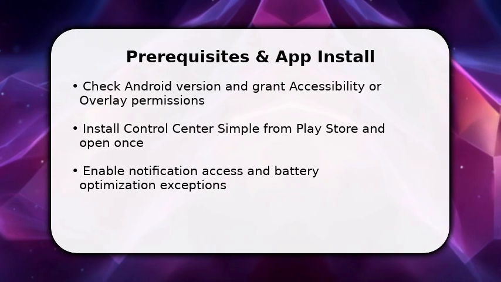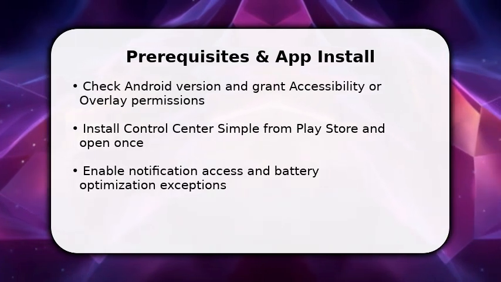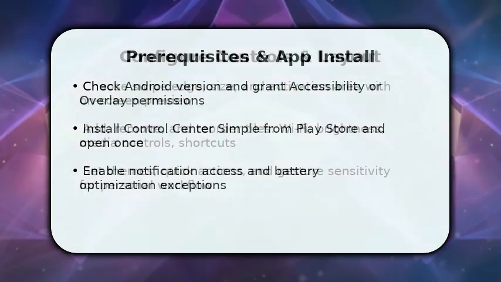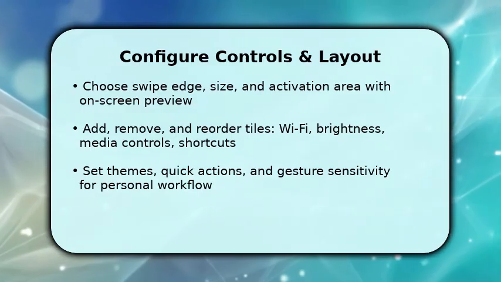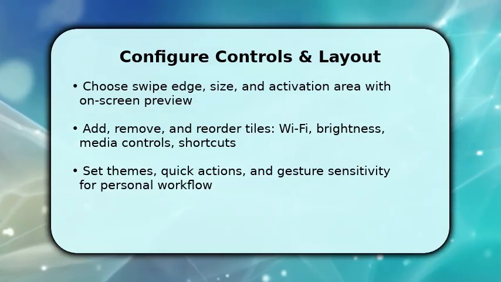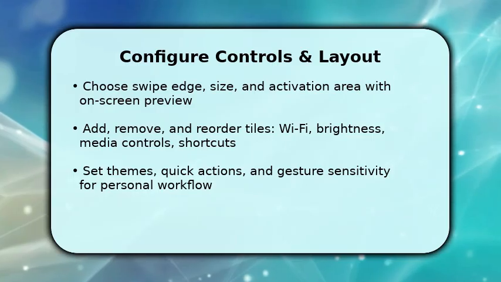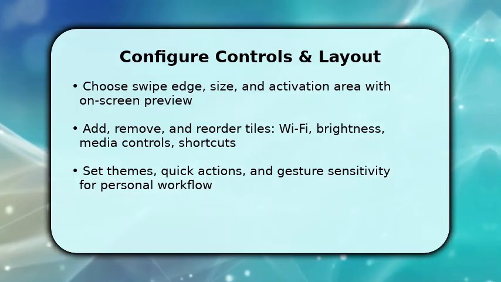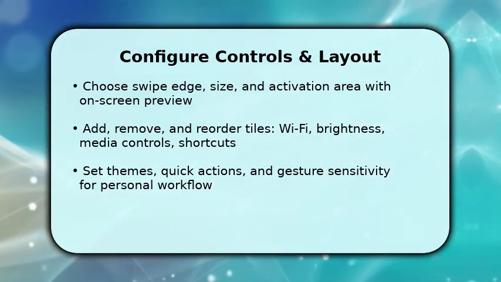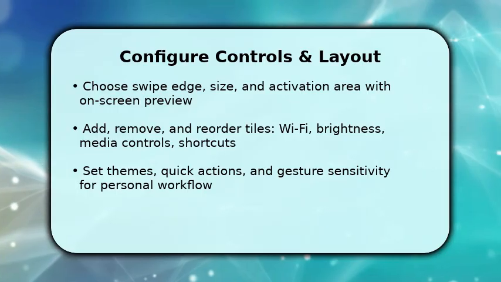This initial step prevents permission-related failures later and lets you proceed to the next step, where you configure the layout and controls so the panel fits how you use your phone. Tap Layout to set the swipe edge, handle size, and activation area. Try a small area first and expand if accidental opens occur.